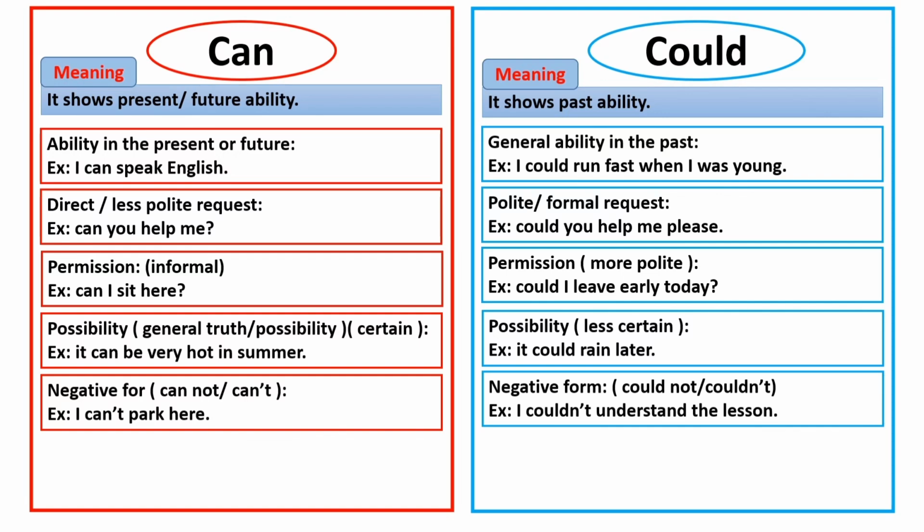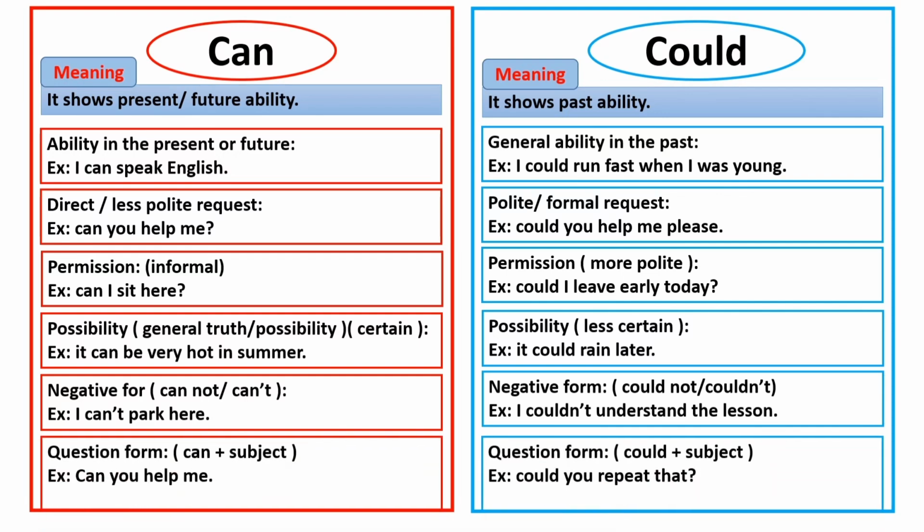We also have the question form for both of them. When we are making a question sentence which contains can or could, we just switch the subject and the verb places, like can changes place with the subject and comes at the beginning of the sentence to make it a question. Can you help me? And could is the same. Could you repeat that?